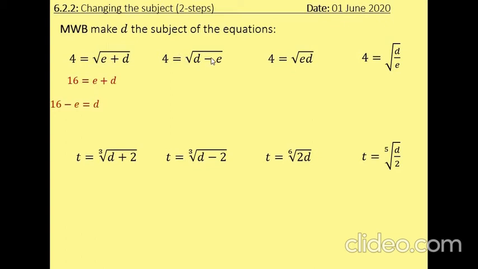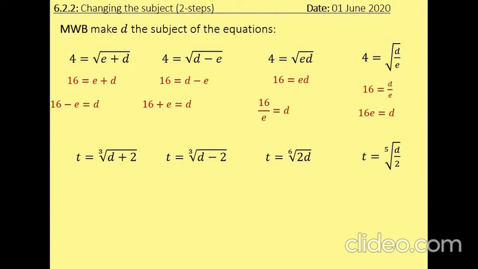Next, D has E subtracted from it, then everything square rooted, so working backwards, squaring both sides, and then add E to both sides. Next, D is being multiplied by E, then everything square rooted. So we're going to work backwards and square both sides, then divide both sides by E. And the next one, we can see D is being divided by E, then everything square rooted. So we're going to work backwards and square both sides, and then multiply both sides by E to get the D by itself, to make D the subject.